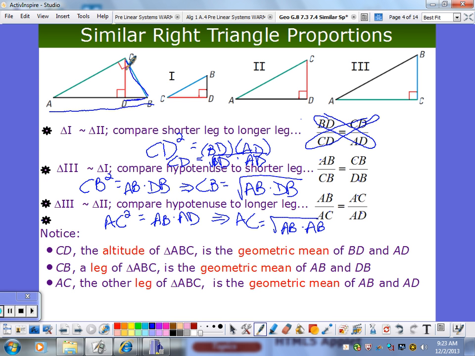So let's see what we got here. This piece coming down, that altitude, is the geometric mean of the 2 pieces it creates. A leg is the geometric mean of the small piece adjacent to it and the entire piece. This leg is the geometric mean of the small piece adjacent to it, AD, and the entire thing. Everybody following that? Thank you, 2 people, 3 people, awesome.